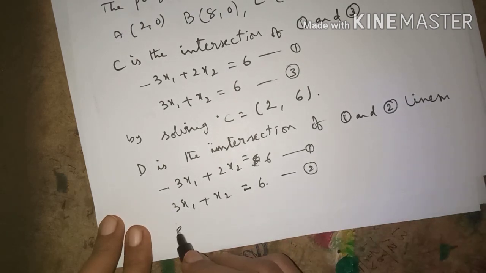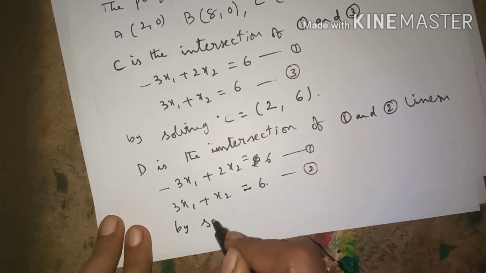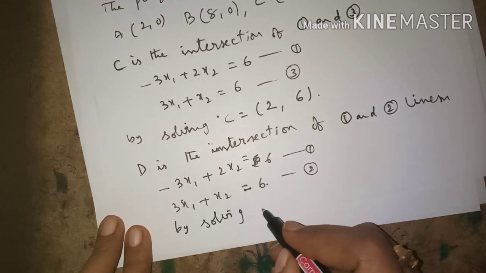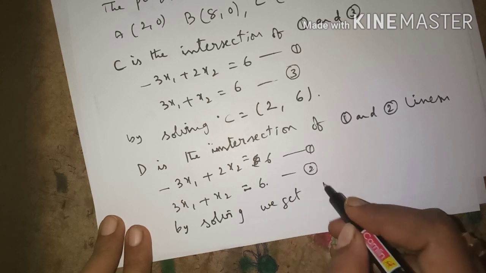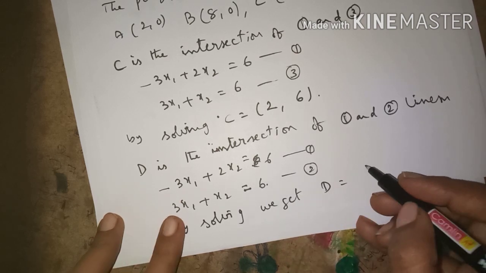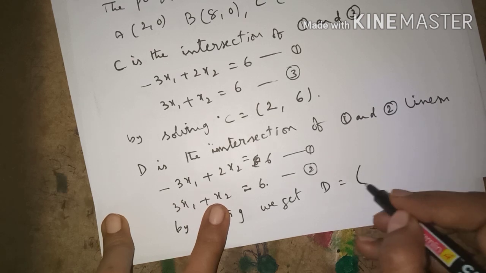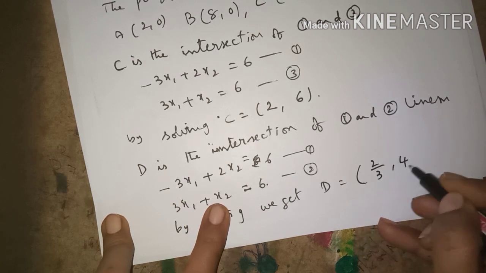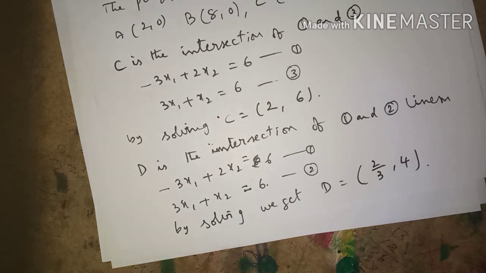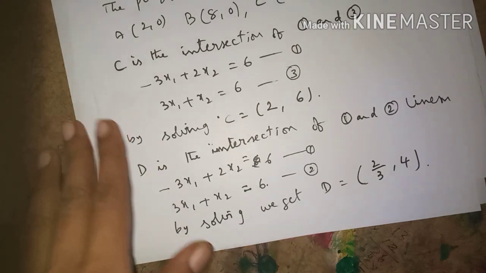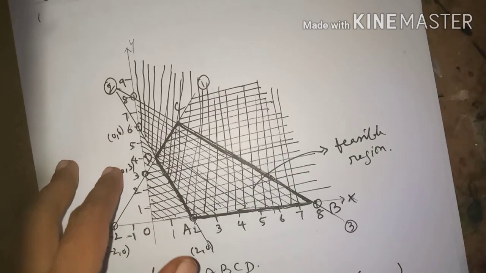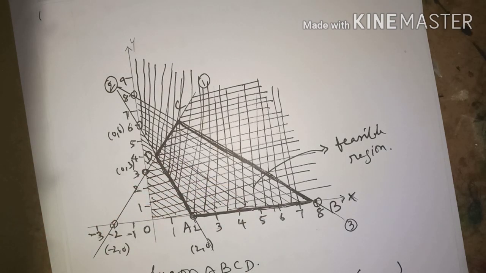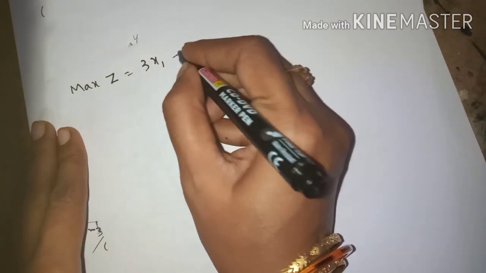By solving these two lines, we get D is equal to (2/3, 4). Now what we have to do? We have to write the objective function. What is our objective function? Max z is equal to 3x1 plus 4x2.